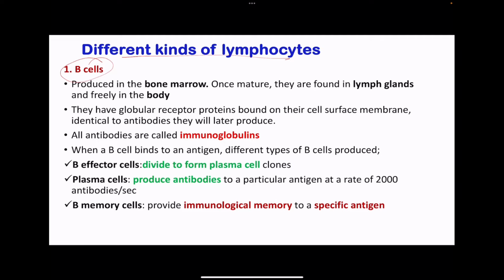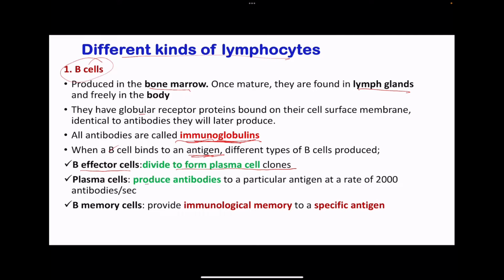These B cells are produced in the bone marrow, and they mature in the lymph glands and more freely in the body. They have receptor proteins which are globular on their surfaces. These are going to be identical to the antibodies that they're going to produce later on. These antibodies are immunoglobulins because they are globular proteins involved in immune response, so we can call them immunoglobulins. When these B cells bind onto specific antigens, they lead to production of different types of B cells. The B cells could be effector cells, which can divide to form plasma cell clones.